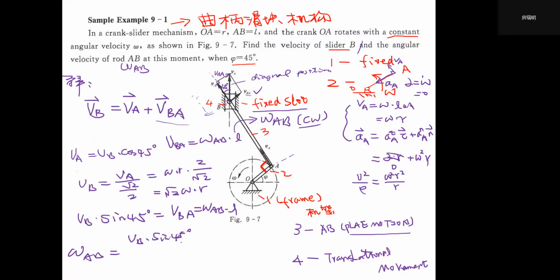Right? And over L. So we have VB is square root omega R, we just have its magnitude, times sine 45, which is square root 2 over 2, right? And this is L. Then, because this guy and this guy will eliminate this 2, that is the final result, omega R over L. That is our omega AB, that is our VB. So this is a typical example.